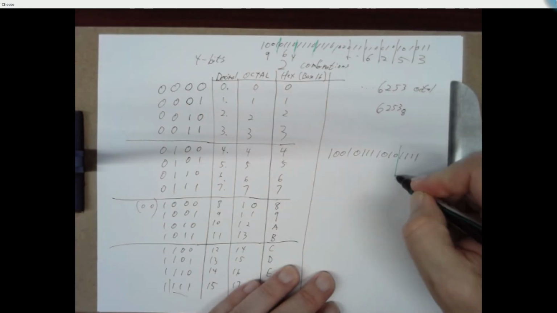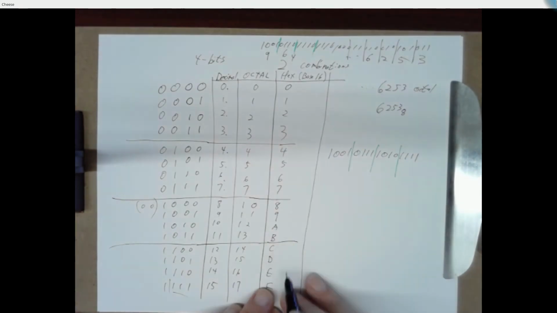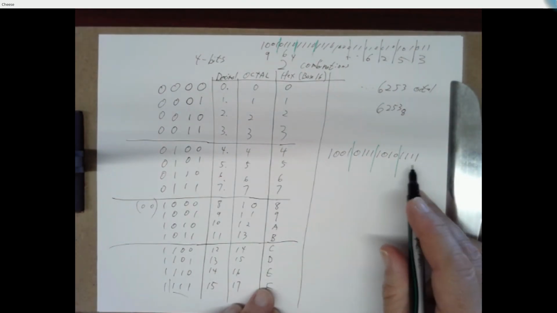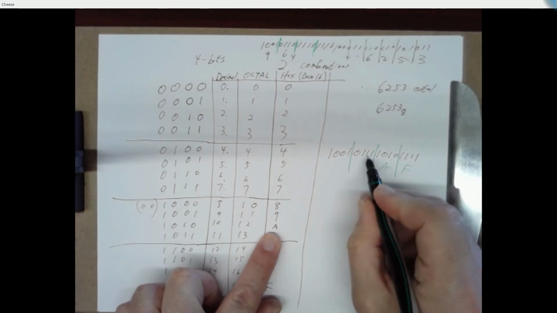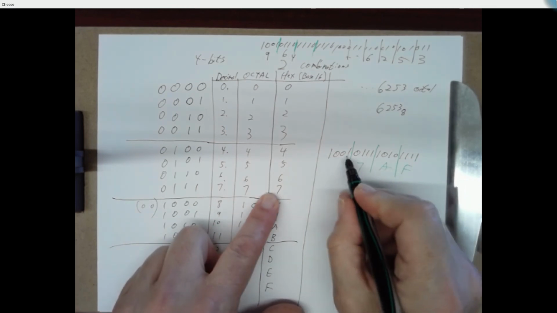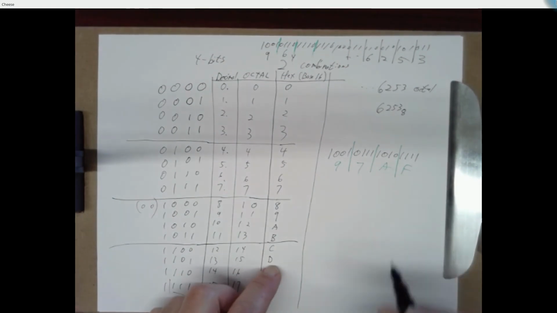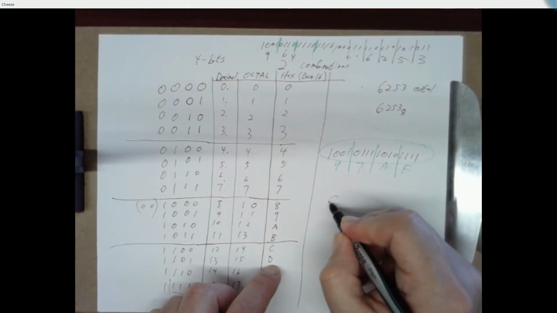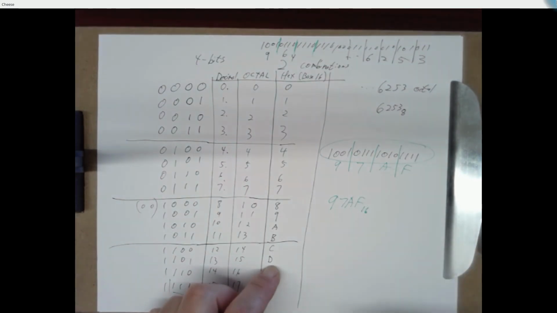So if we wanted to take this number and represent it in hexadecimal, we break it into groups of 4 bits. And we write the hex digit corresponding to each of these 4-bit patterns. So 1111, that's an F. 1010, that's an A. 0111, that's a 7. And 1001, that's a 9. So this whole set of 16 bits could be written as 97AF.